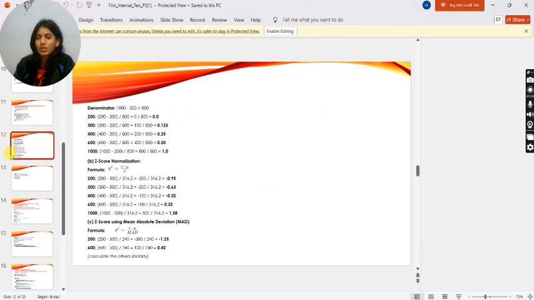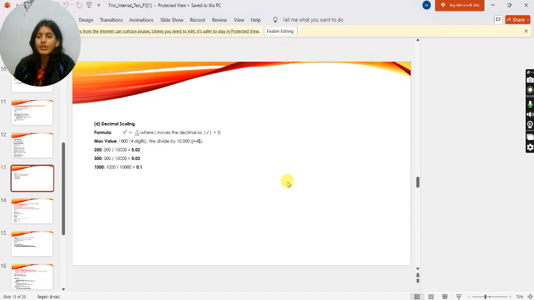Now the denominator is 1000 minus 200, which is 800. So we subtract the minimum from each of the values and divide. Now we'll find the Z-score normalization by putting the values in the formula, and Z-score using mean absolute deviation, MAD, formula. We have decimal scaling. The formula would be V dash equals V upon 10 to the power j, where j moves the decimal. So we'll put the max value in and find the result.